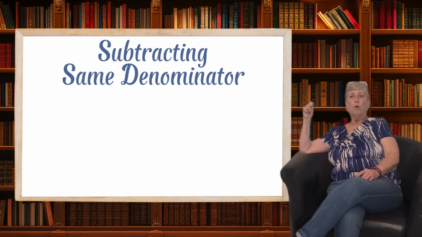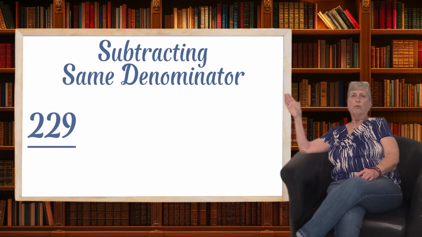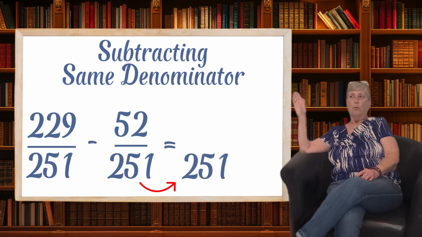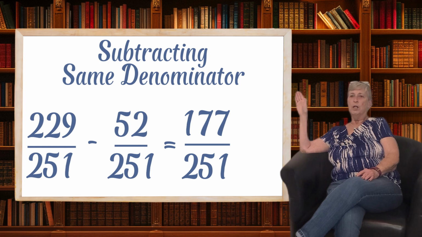All right, now let's look at one final example, again going to bigger numbers. 229/251 minus 52/251. Again, we check the denominator. They are the same. So all we have to do is subtract the top. We have 229 minus 52, which is going to give us 177. So our answer would be 177 over 251.